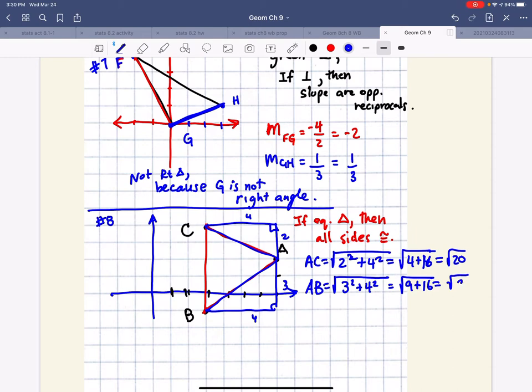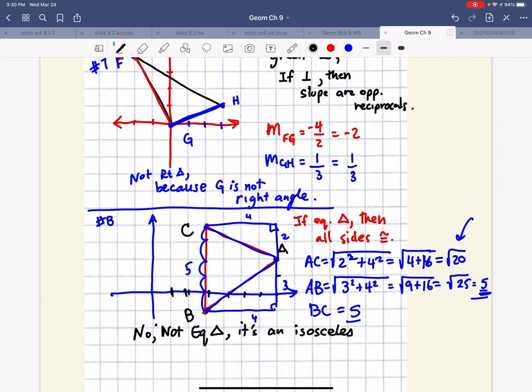What is that? 25? Yeah, okay, so that's 5. And this is 5. 1, 2, 3, 4, 5, 5. So BC is 5. AB is 5. But AC is not 5. So I'm going to have to say, no, this is not an equilateral triangle. It's an isosceles triangle, because two sides are congruent, not 3.